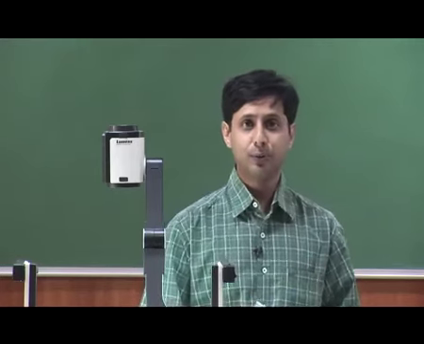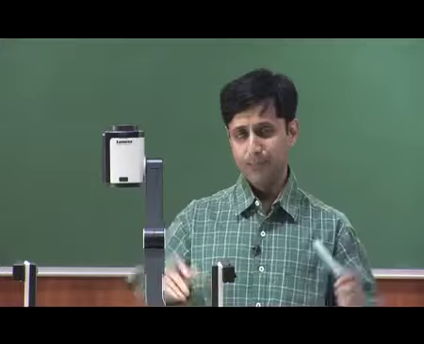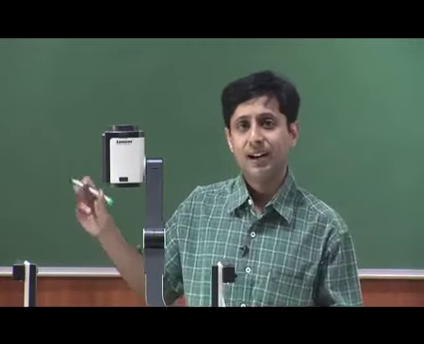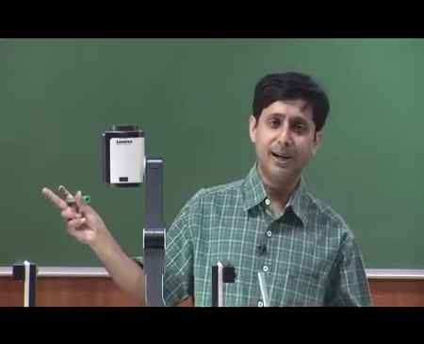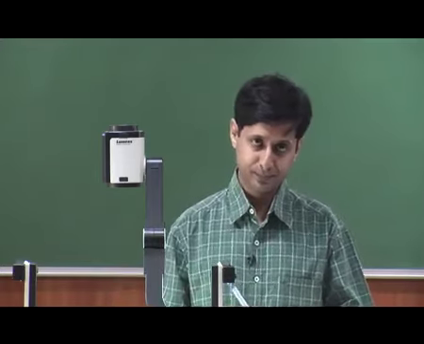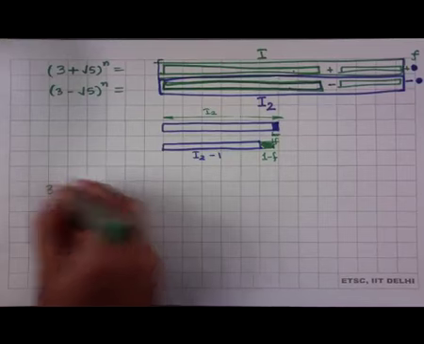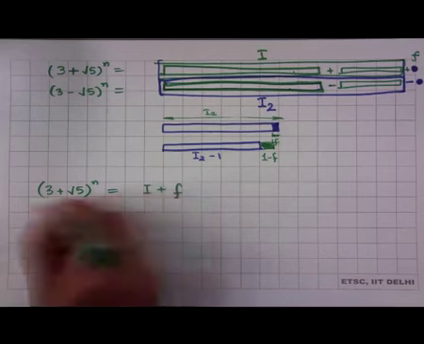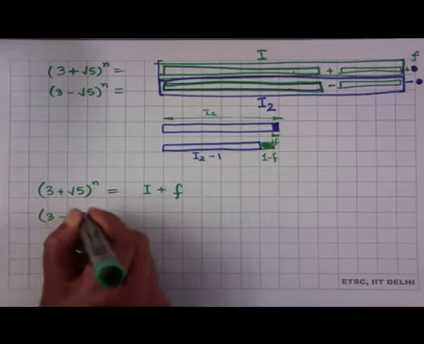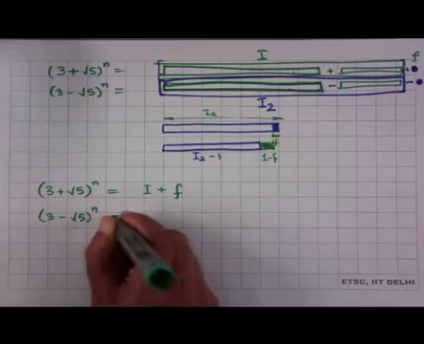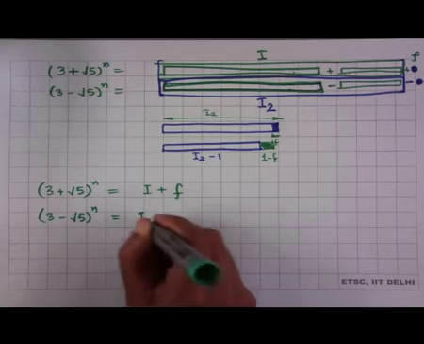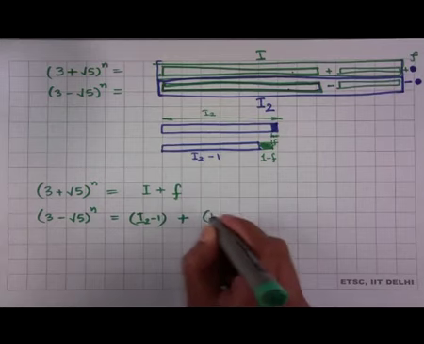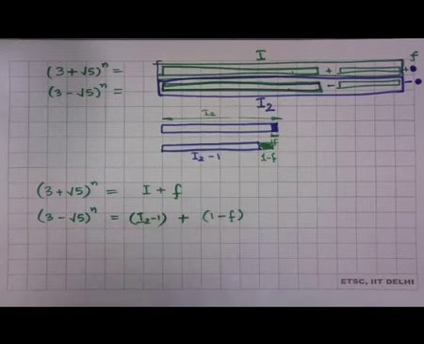So, 3 minus root 5 whole power n will be some other integer I 2 minus 1 plus a fraction which is nothing but 1 minus f. So, if 3 plus root 5 whole power n is equal to I plus f, then 3 minus root 5 whole power n will be some other integer I 2 minus 1 plus a fraction which is 1 minus f.